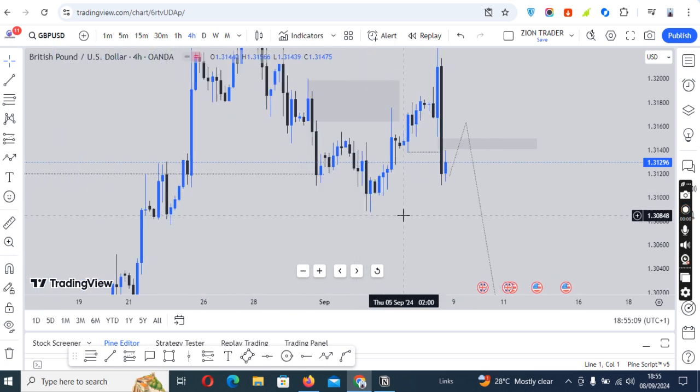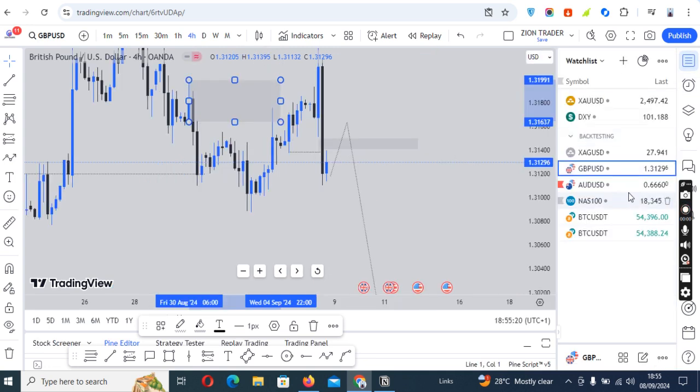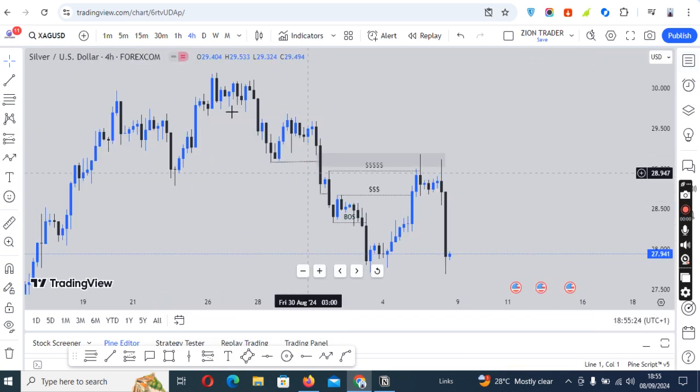I know this formation is still kind of bullish. Yeah, it's looking like a bullish formation, but I'm still bearish on GBPUSD. So let's quickly take a look at this one. What was it, guys?